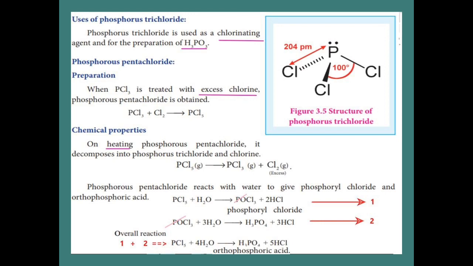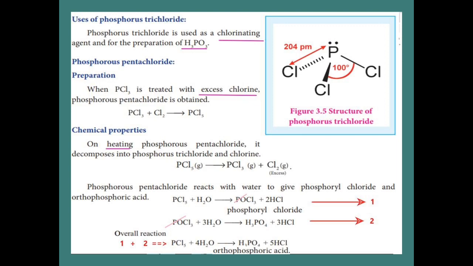Uses of phosphorus trichloride. The first use is as a chlorinating agent. Wherever you want to add chlorine, you can use phosphorus trichloride as a chlorinating agent. The next one is the preparation of H3PO3, that is phosphorus acid. We can use phosphorus trichloride.